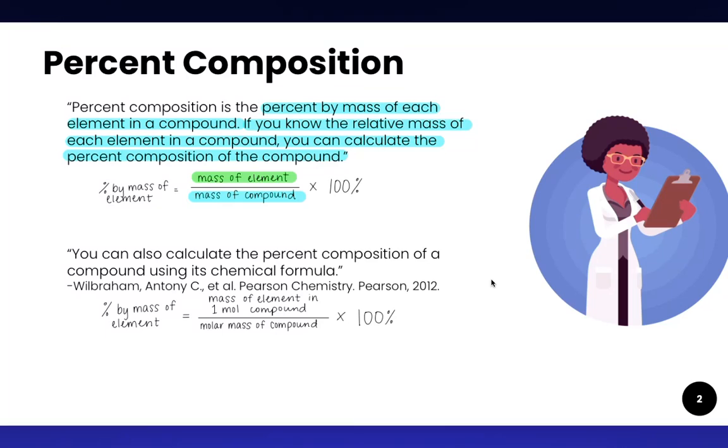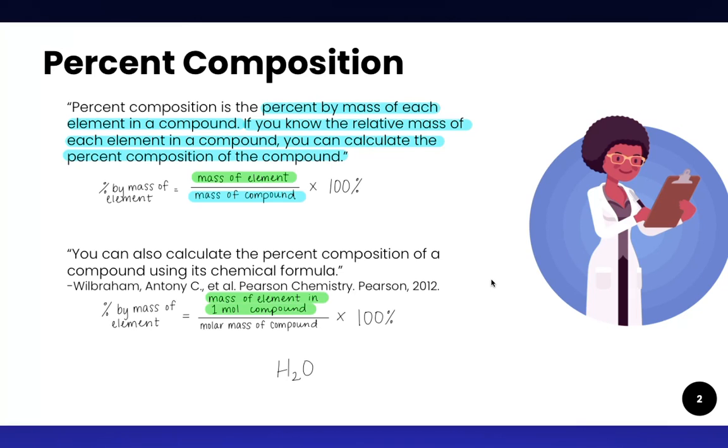You could also calculate the percent composition of a compound using its chemical formula. So you would use its chemical formula along with the periodic table, and you would take the mass of the element in 1 mole of compound. Now that's not quite the number right off of the periodic table. Let's use water as our example.